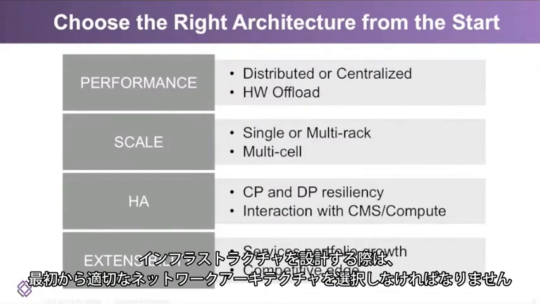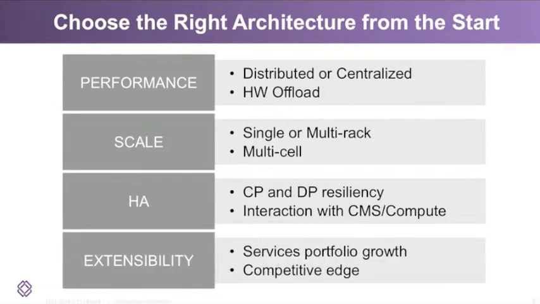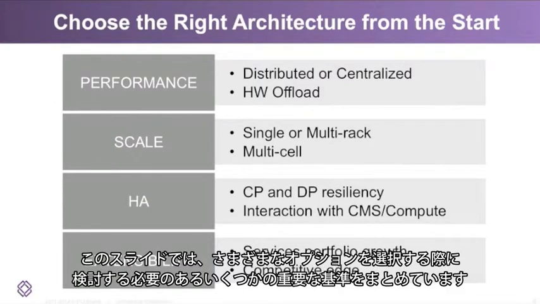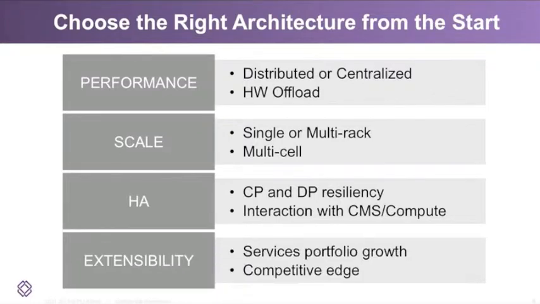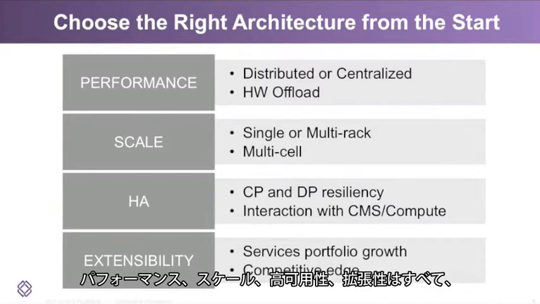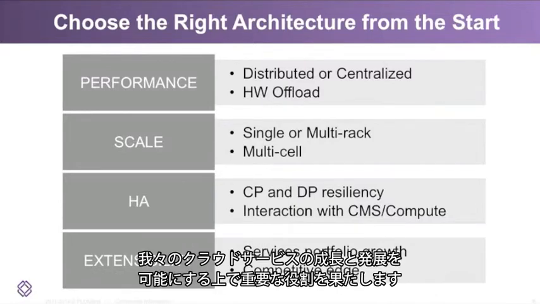When designing a cloud infrastructure, it's imperative that the right network architecture is selected from the start. In this slide, I have summarized a few important metrics to consider when selecting different options. Performance, scale, high availability, and extensibility all play a fundamental role in enabling growth and extension of a cloud offering.